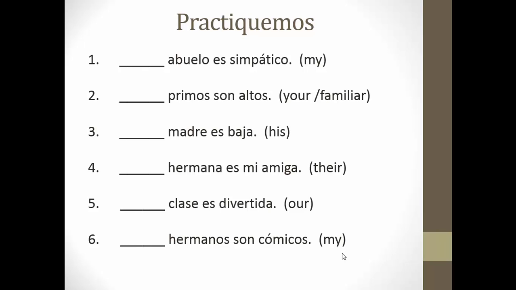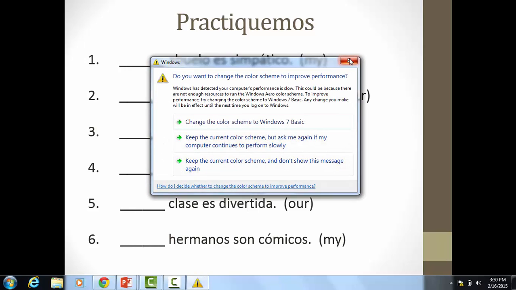Let's look at dos. It wants to say, your cousins are tall. And the your is familiar, so we're looking for tu or tus. But because primos is plural, we can't say tu primos. We must say tus primos son altos. Your cousins are tall. Look at número 3. It wants us to say his mother is short. So the possessive adjective that means his would be su or sus. Look here, madre is singular, therefore we have to use the singular possessive adjective, so our choice would be su.